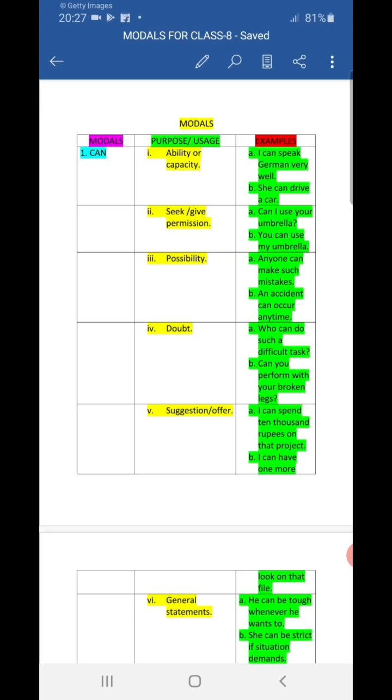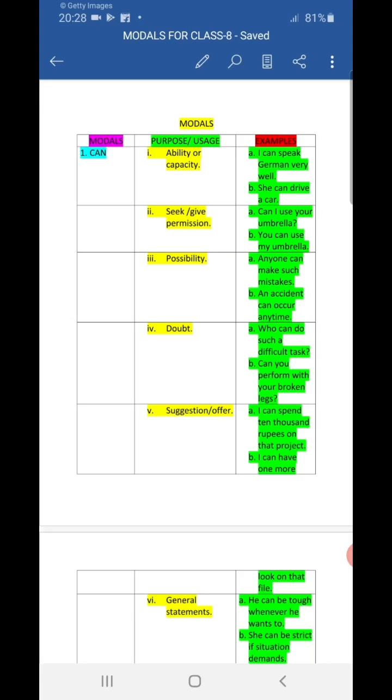Number 2, purpose: seek or give permission. Example number A, can I use your umbrella? It's about seeking permission or taking permission from anybody. Number B, you can use my umbrella. It's about giving permission.